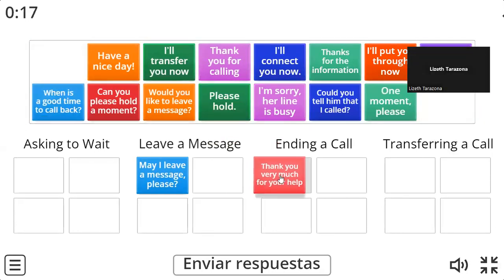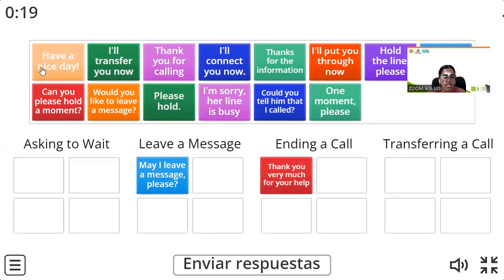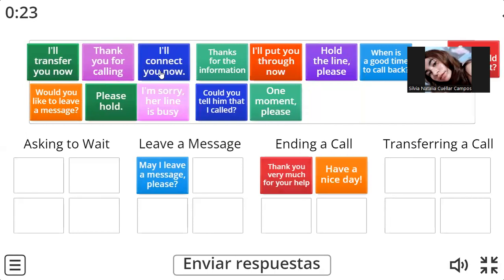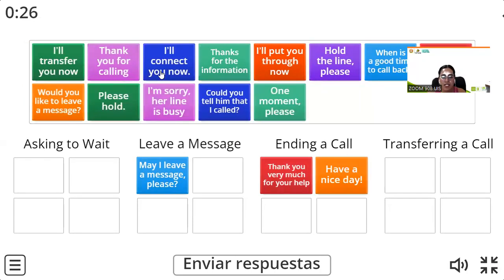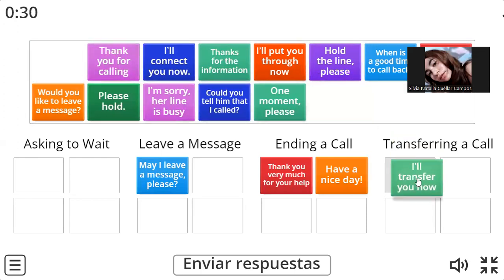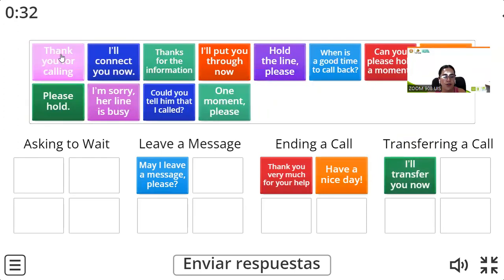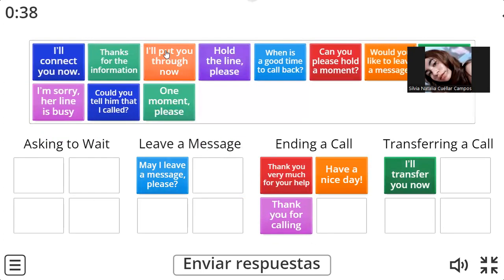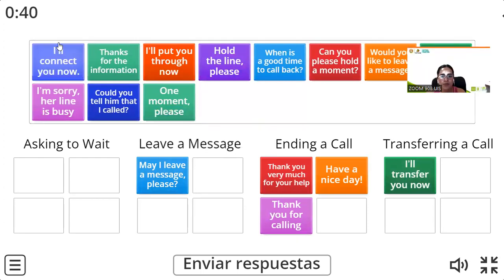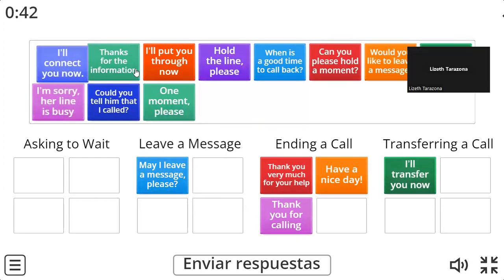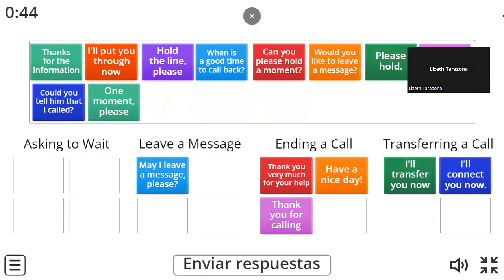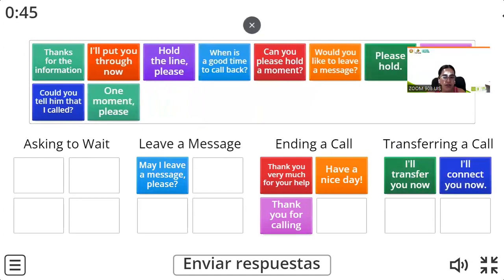Ending a call. This is to end the call, yes. Have a nice day. Ending a call. I'll transfer you now. Transferring a call. Yes, of course, to transfer the call. Thank you for calling. This is also ending a call. Yes, I will connect you now. Transferring a call. Yes, thanks for the information.